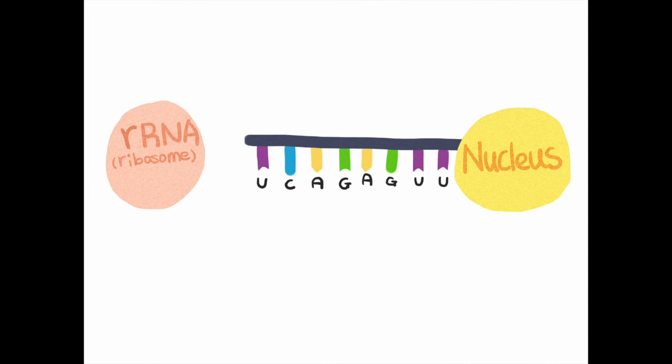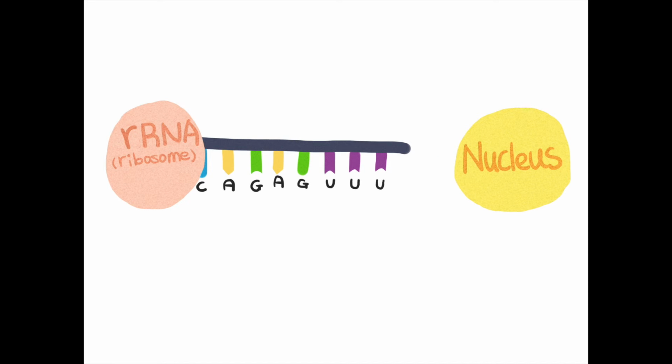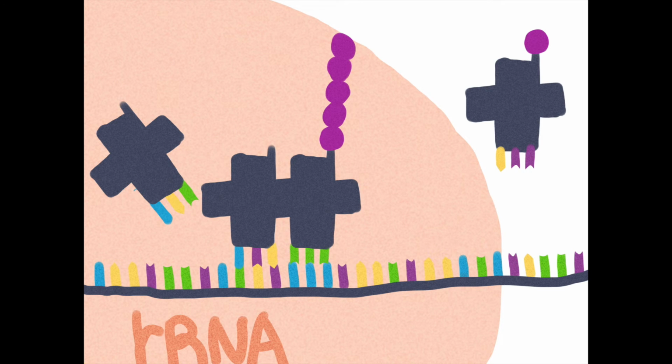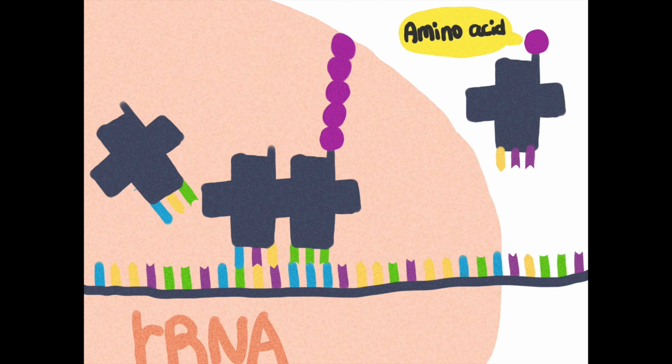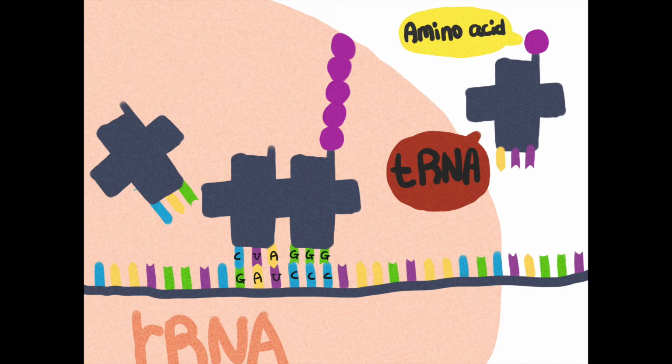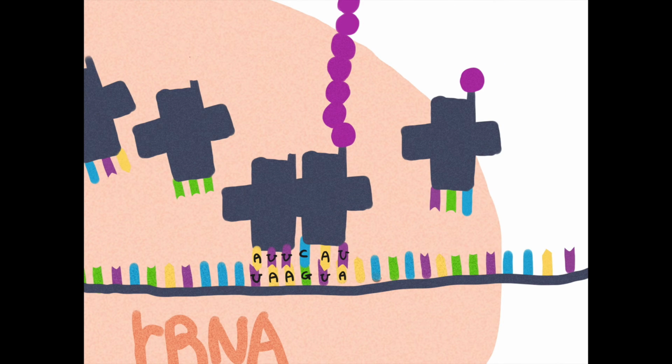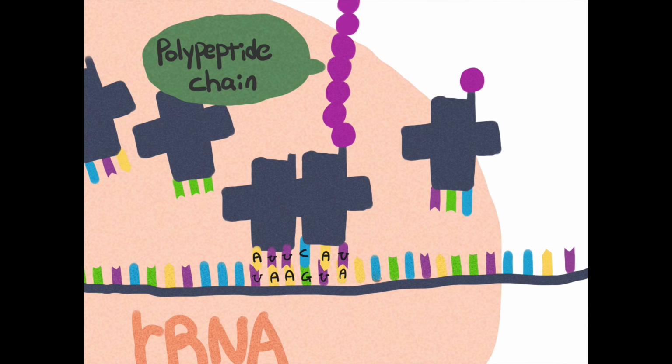The mRNA travels from the nucleus to the ribosome and the cytoplasm. Once in the ribosome, the mRNA is read in a 3-base segment called a codon. Based on the codon, the correct amino acid is brought in by the tRNA. The amino acids together form a polypeptide chain.